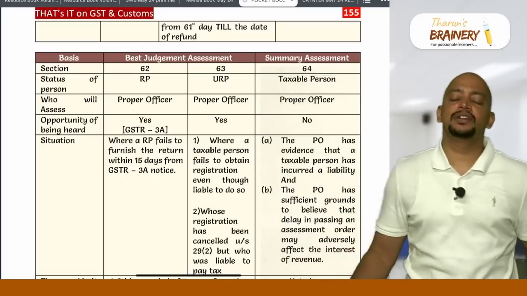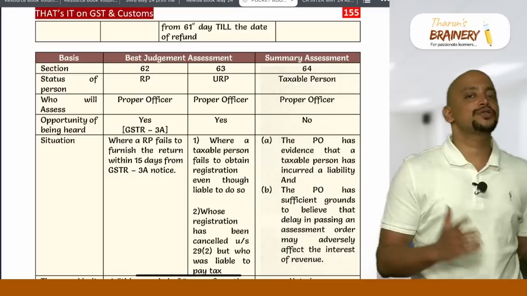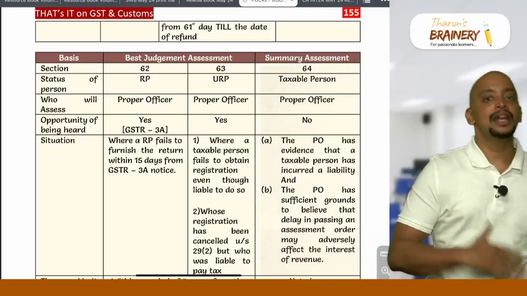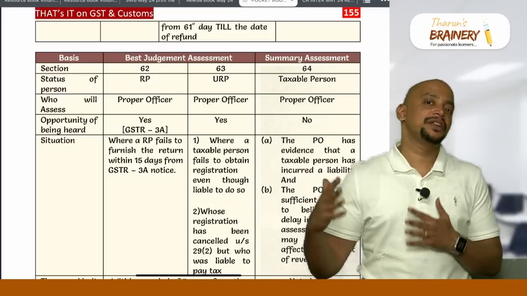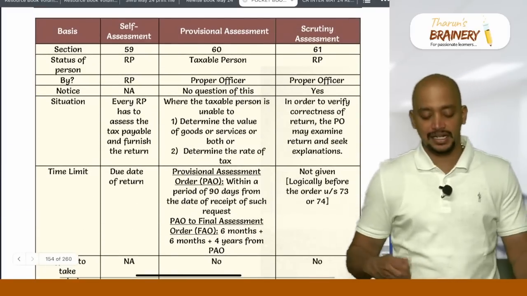Thereafter, the recovery order will be given under sections 73 and 74. This assessment order is also in a way for the purpose of recovery only, and the recovery order is also separately given under 73 and 74 that we have. So now in this case, let's see about section 59, self-assessment.